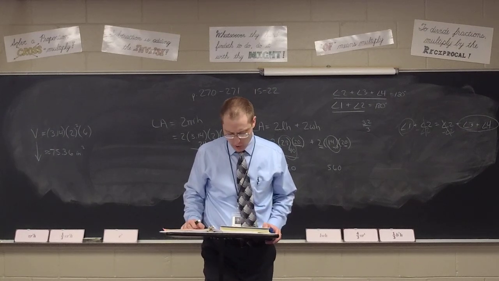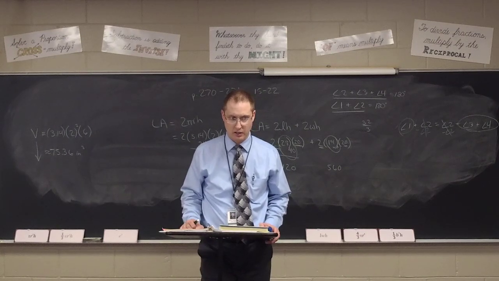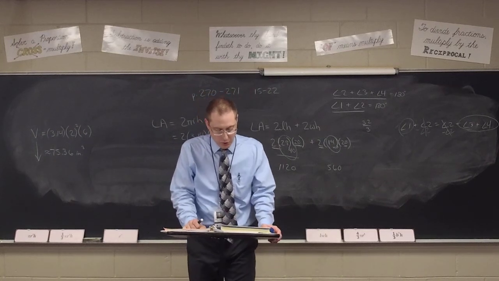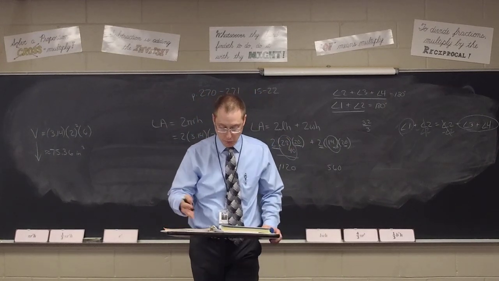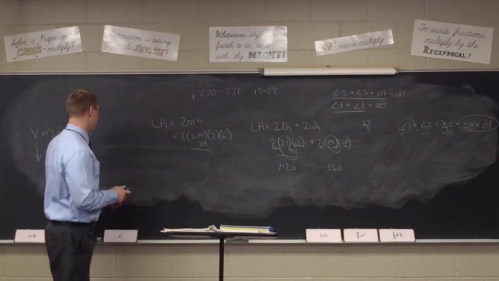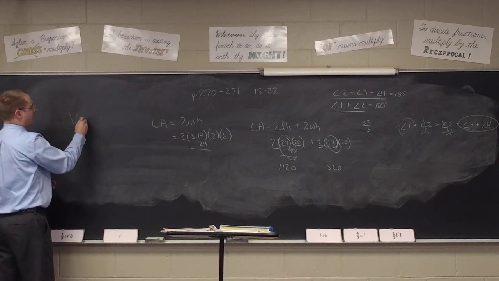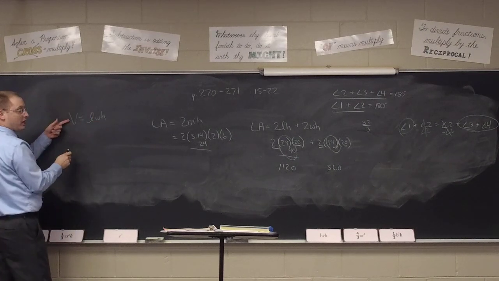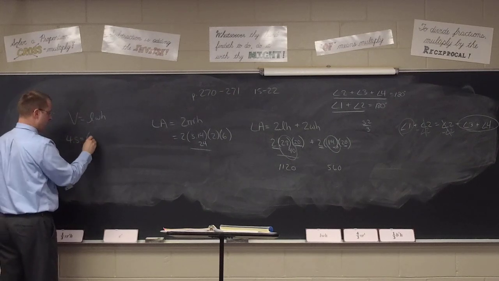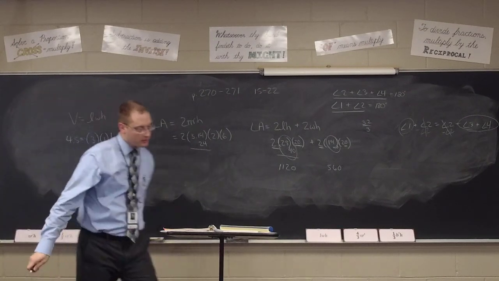Number 22, Adam's aquarium holds, what are we going to be working with here, class? Volume, right? 4.5 cubic feet of water. The aquarium is a rectangular prism with a length of 3 and a width of 1. How tall is the aquarium? What formula are we going to need, class? V equals LWH. It's a rectangular prism. And the V here is the 4.5. It tells us an L of 3 and a W of 1. And we're finding the height of the aquarium.